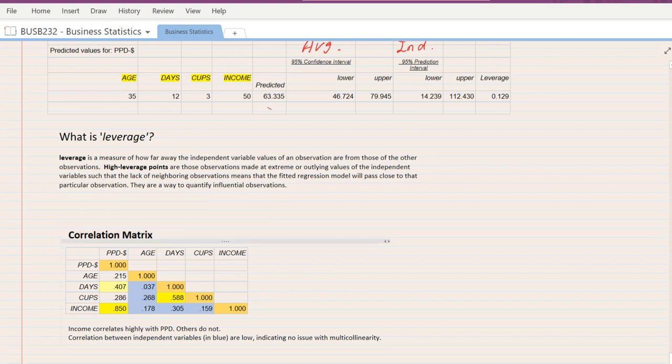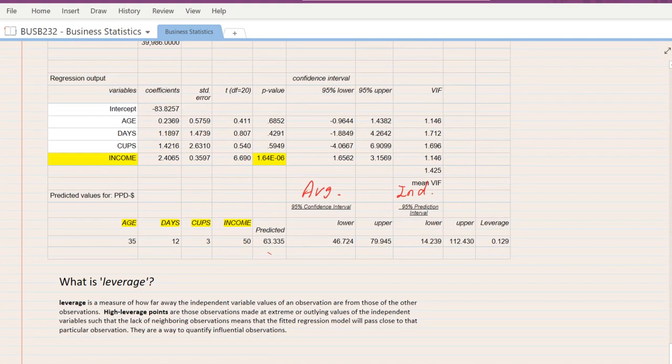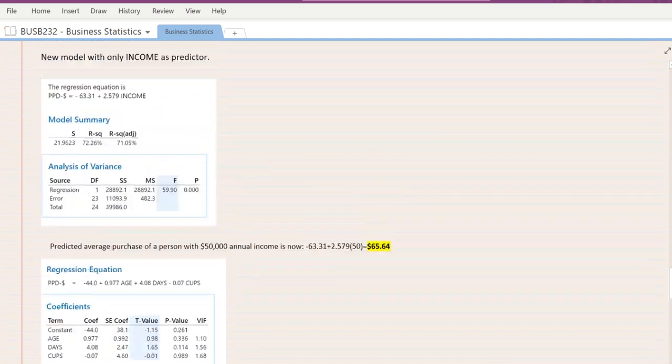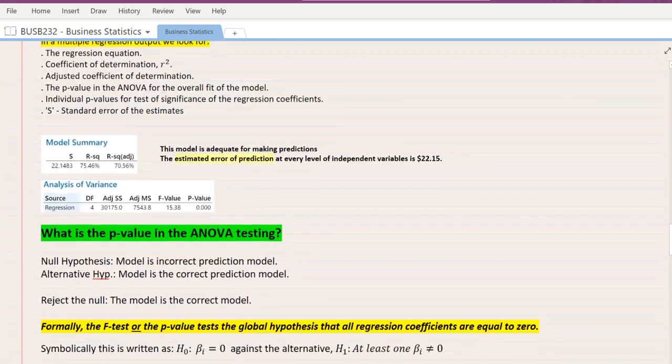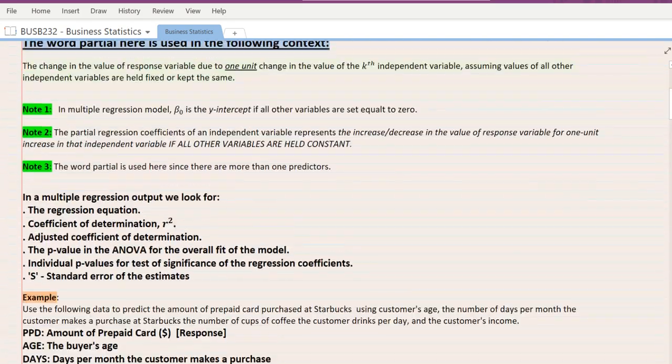So that's going to wrap up the discussion of multiple regression analysis. And again, there is a whole lot more to this. We're just giving you enough information so you can use it if you have to at this level. And with that, we are done with this lecture.